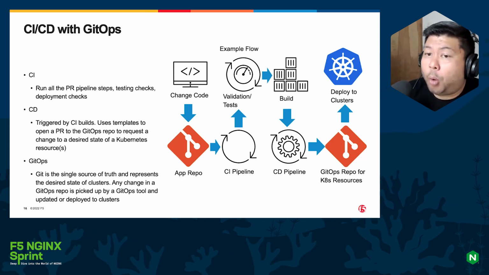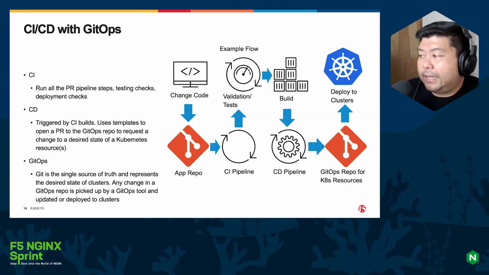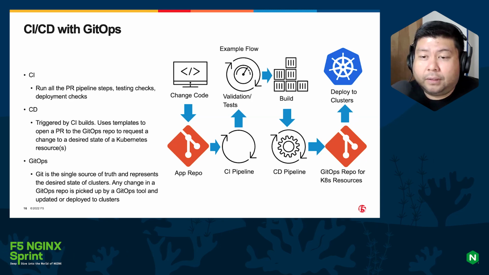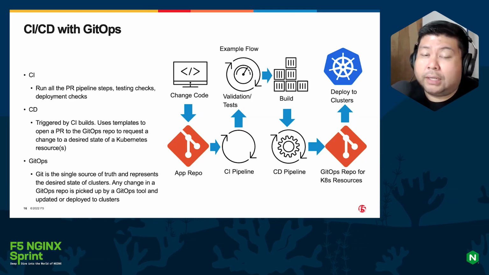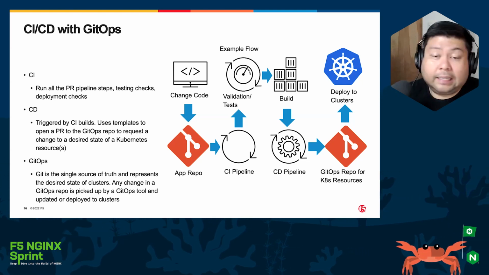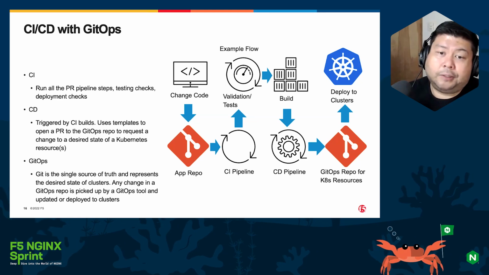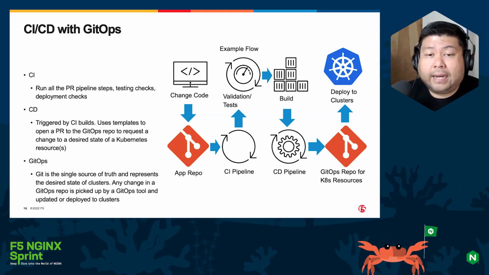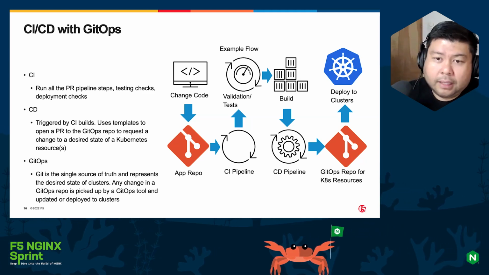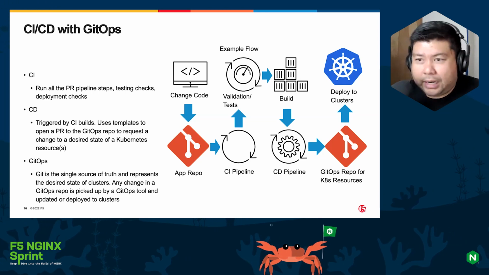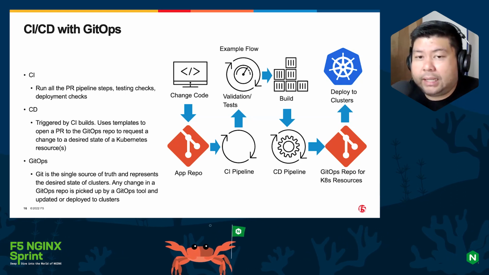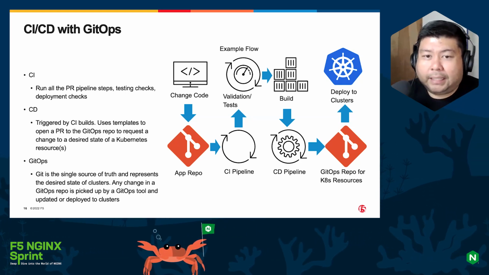Then it could also open a pull request to a second Git repository, and this Git repository holds the manifest for your Kubernetes resources. So with this pull request, once it's merged, it will change the desired state of your Kubernetes cluster. Once that is merged, there's usually a GitOps tool involved. The common ones are Argo, Fleet, and Flux, and there's more out there as well. Those tools will be triggered with the change in the Git repository that holds the Kubernetes resources.